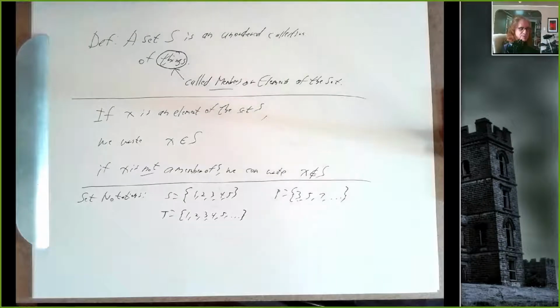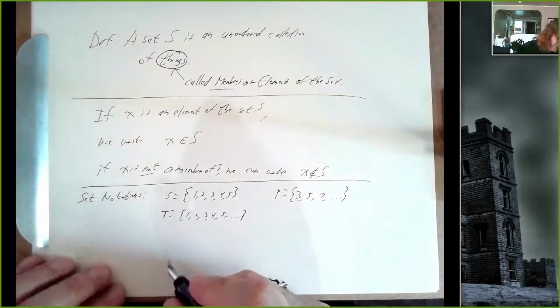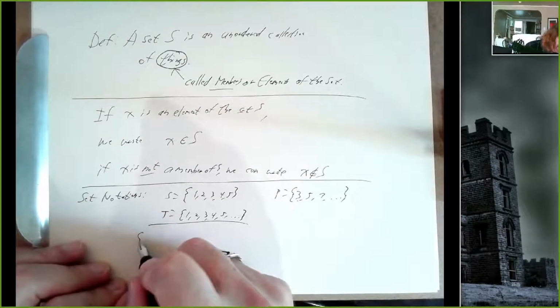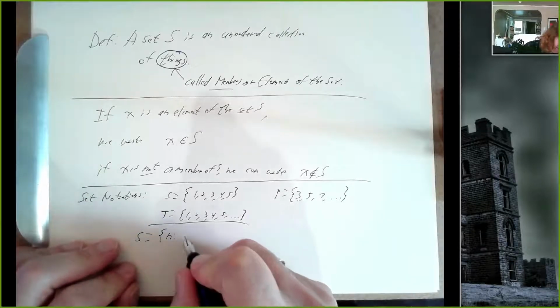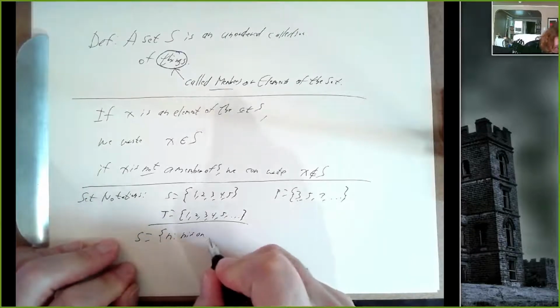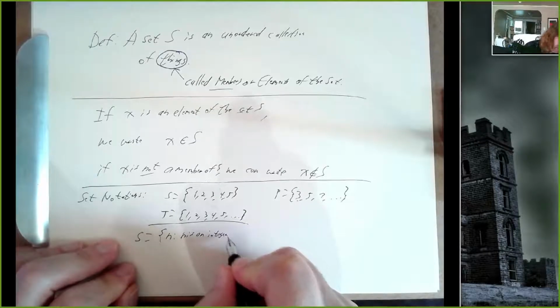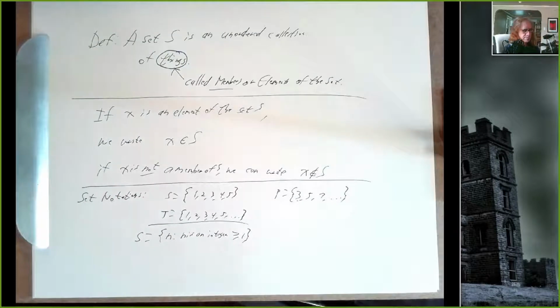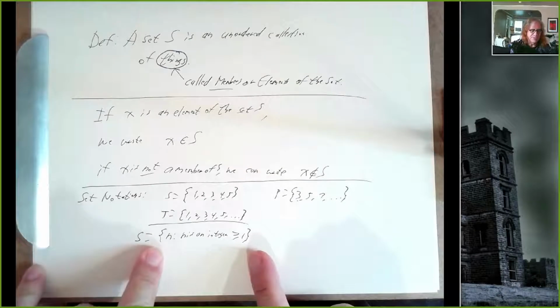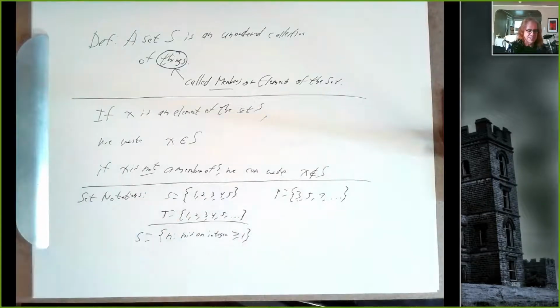But we can get more explicit. We can be more careful about this. So here's another way to do this. We could say S equals the set of all n such that n is an integer greater than or equal to 1. So we're putting curly brackets down here. Curly brackets mean set notation. We list things inside curly brackets.